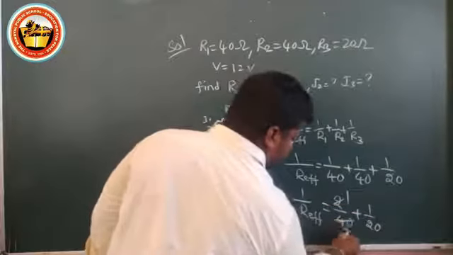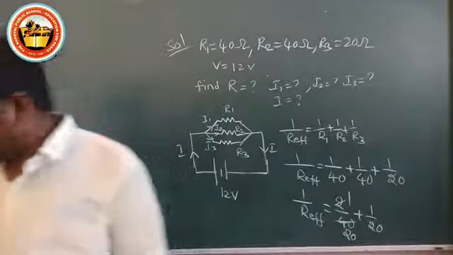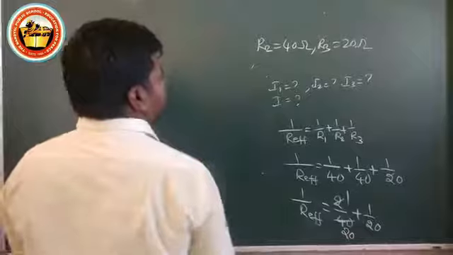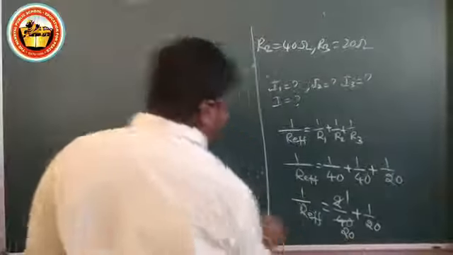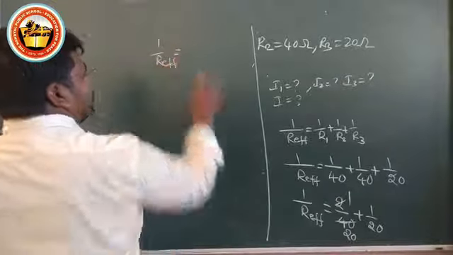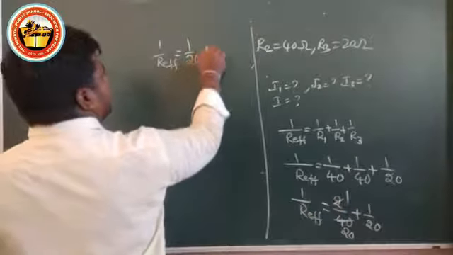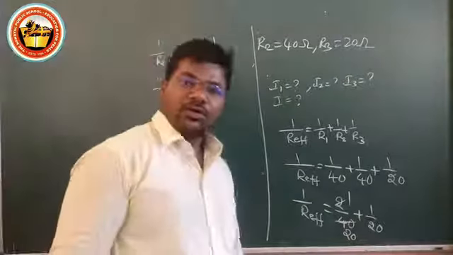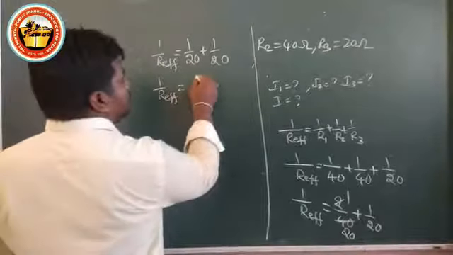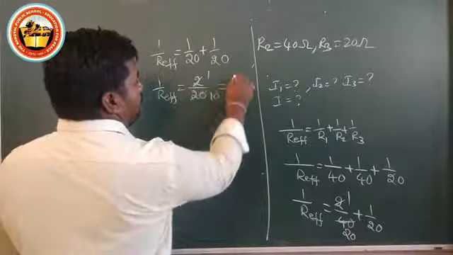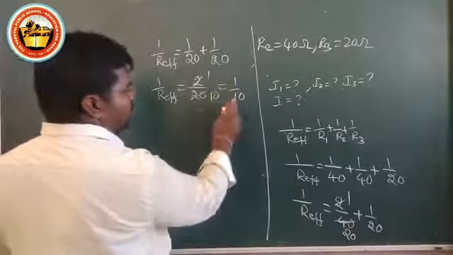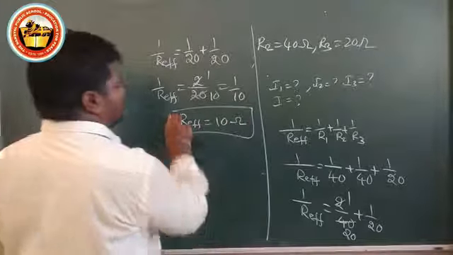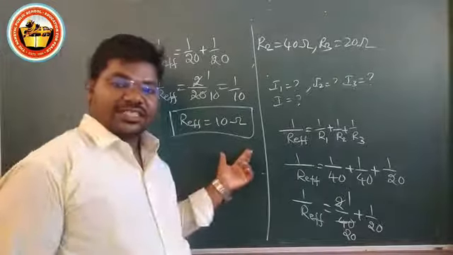2 ones are 2, 2 20s are 40, so 1 by R effective is equal to 1 by 20 plus 1 by 20. 20 is common, 1 plus 1 is 2, so 2 by 20, which is 1 by 10. 1 by R effective is equal to 1 by 10, so R effective is equal to 10 ohms.